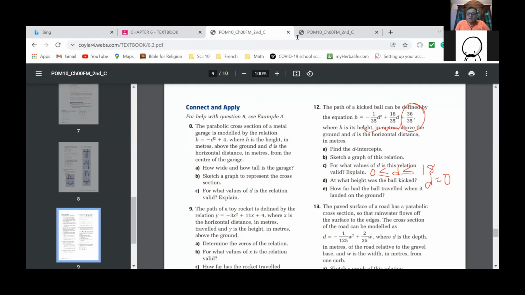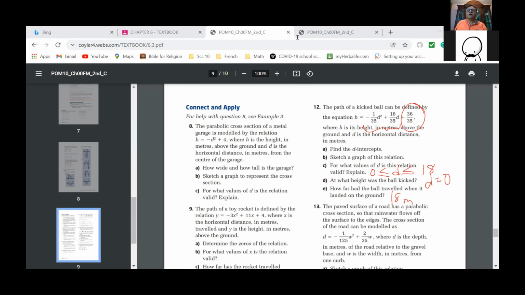How far had the ball traveled when it landed on the ground? So that would be 80, sir, right? Yes, 80 meters. Do not forget units. Is that okay? Oh, yes, sir. Do you understand how we solve such a question? Yes, sir.